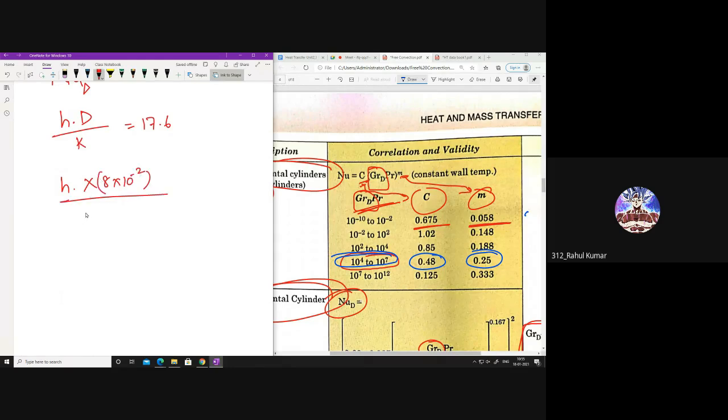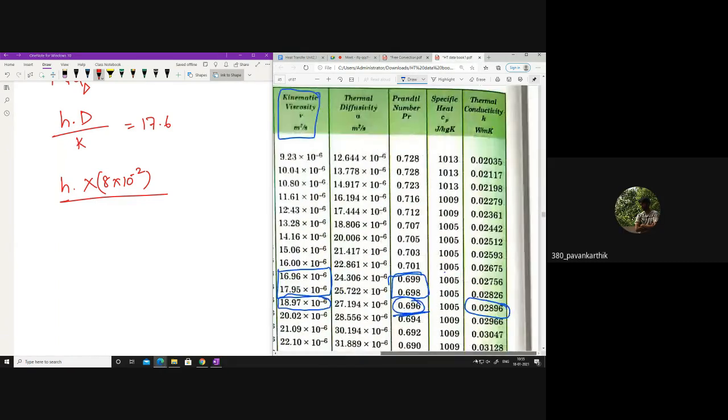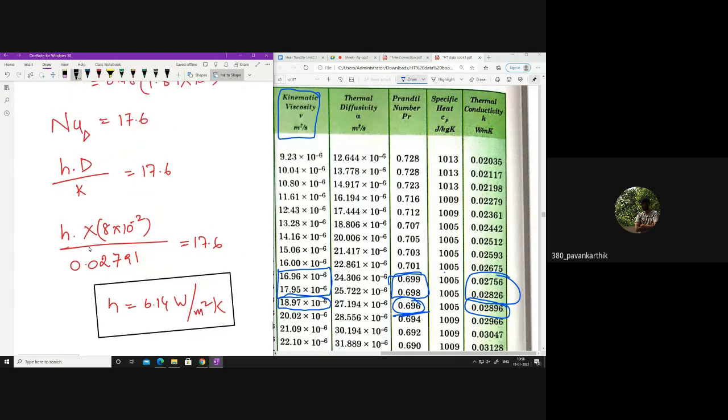The k value for air at 45 is 0.02791, which you have to get from the data book. So h is 6.14. h is equal to 6.14 watt per meter square Kelvin. Put this one also in the box, and Nu also you put in the box.